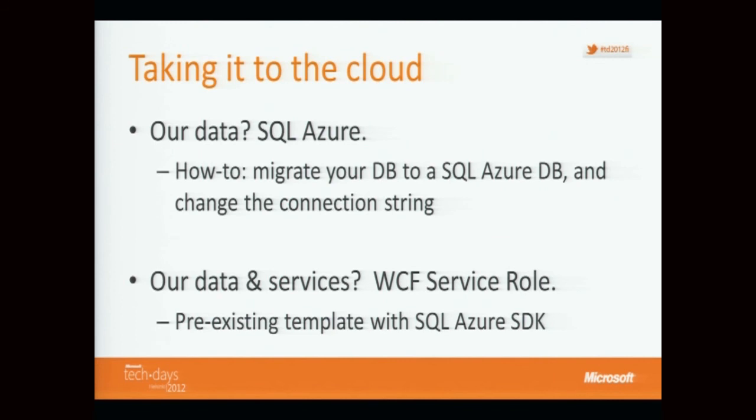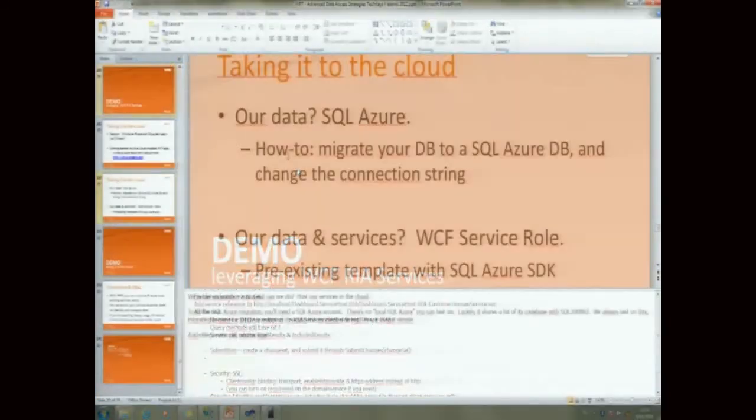But typically, just the data isn't enough. You also want to host your services in the cloud. Now, how do you do that? Well, also for this, there's a pre-existing template available. Once you install the Windows Azure SDK, you get a bunch of templates. There's actually something called the WCF service role. You can use this WCF service role to add a new project to your application which is specifically aimed at hosting WCF services. Our SOAP service was a WCF service. So how do you do that?